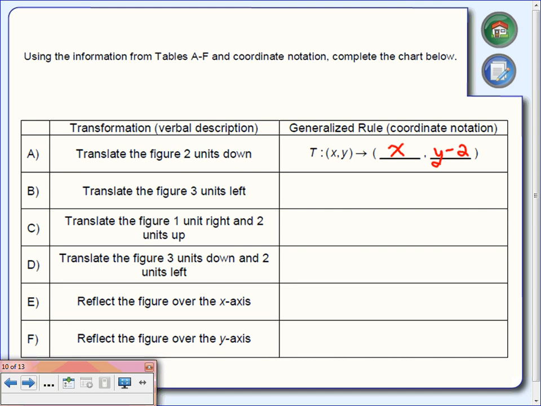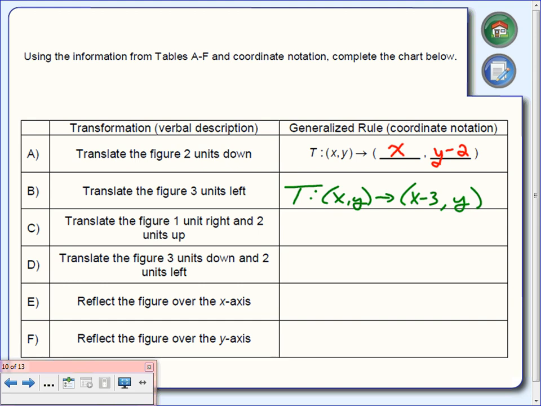Let's try another one. Let's try B here. Again, we're going to use that same notation. It's going to be T, then the ordered pair XY. That's the original points. We're going to change that to what? Well, let's see. We're going to translate it 3 units to the left. So what's going to change, the X or the Y? The X. The question is, what am I going to do to the X if I want to move it to the left? -3. So we're going to have X -3. I'm not moving up and down. Therefore, I don't need to change the Y value. Y is still a Y. So there's the notation for part B.